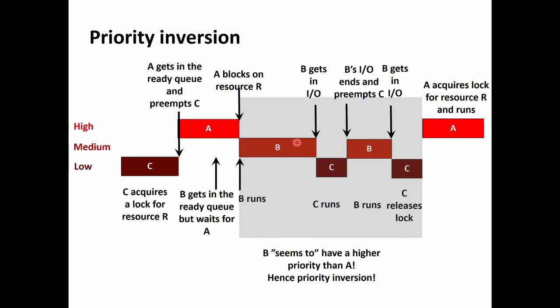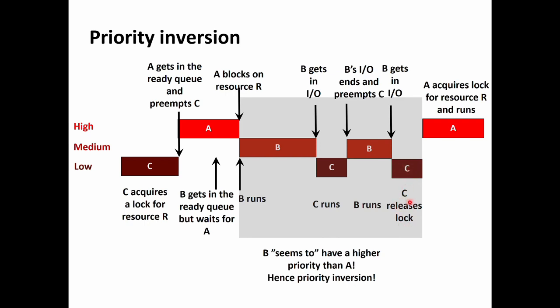When A blocks, B runs, because on the ready queue we only have B, and so B continues to run. When B goes for I/O, A has blocked, so C runs. After C runs a bit, B's I/O finishes, so it preempts C and runs as well. And then we have C again, after B goes for I/O, then C continues the execution.